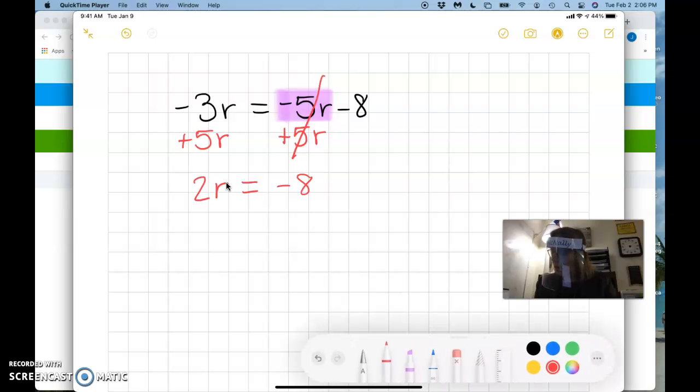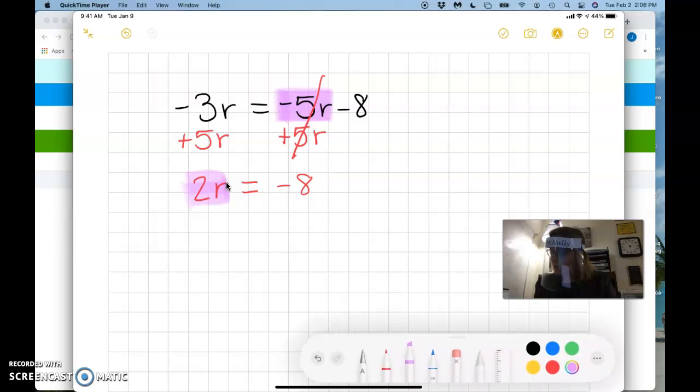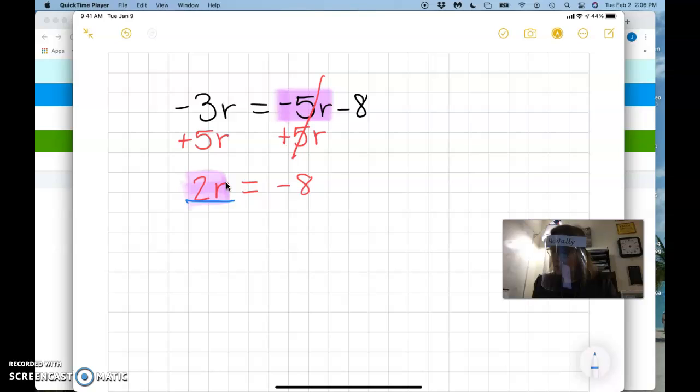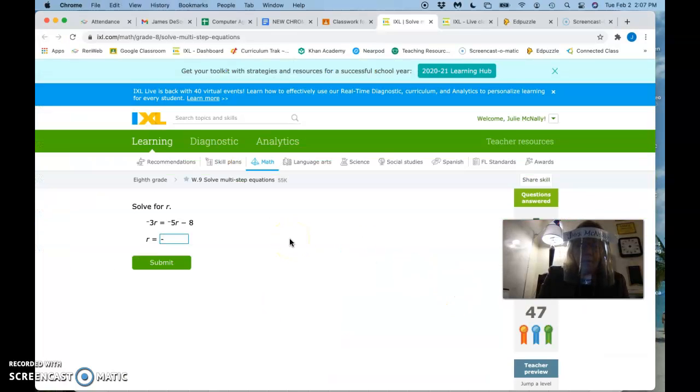So now I can go ahead and finish solving the equation. I see multiplication happening, so I'm going to do the opposite. r equals -4. So let's try that. See if it worked. It worked.